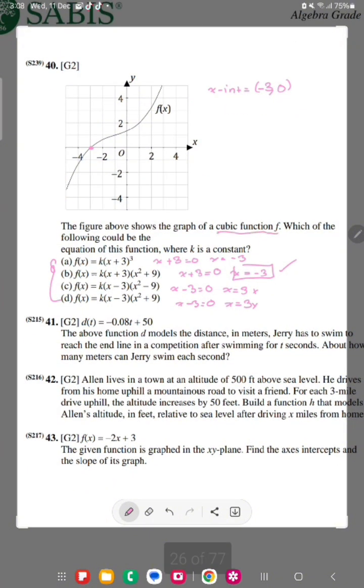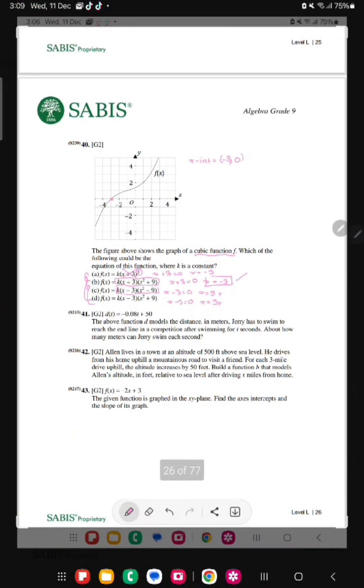In a cubic function, the equation is not supposed to be cubed. It's supposed to be in this form, or like this. The x should only be squared, it should not be cubed. That's why this is wrong. It should be in these forms, from b to c to d. And then you check if at least one of the x's gives negative 3, which is the x-intercept.